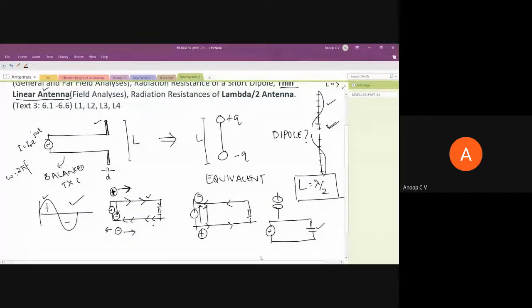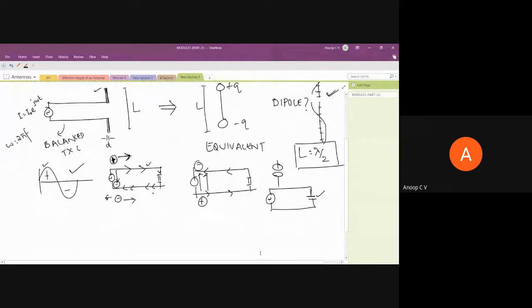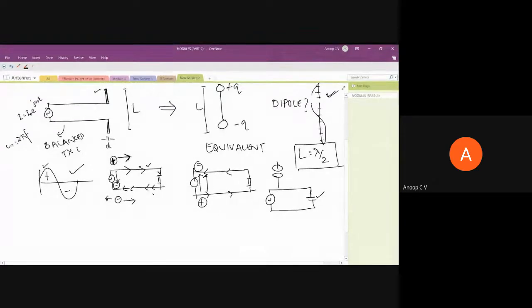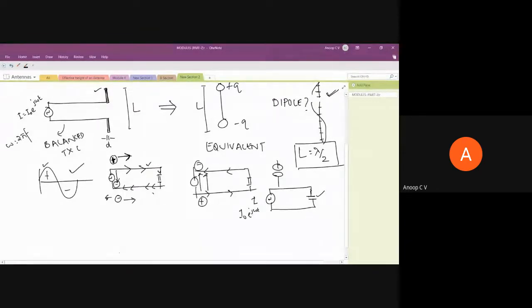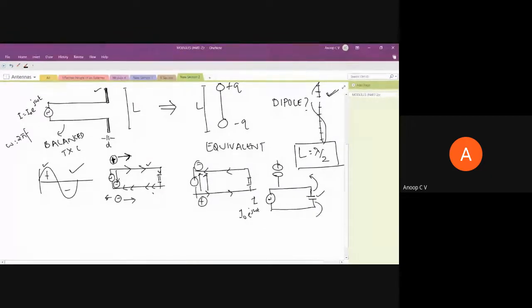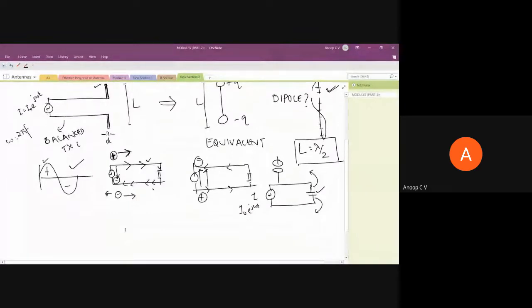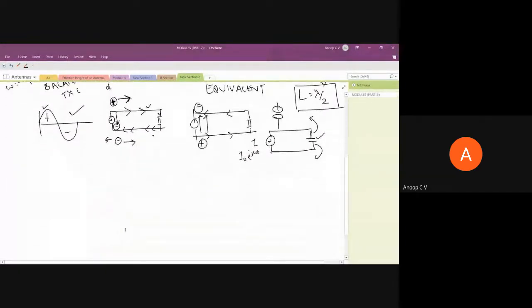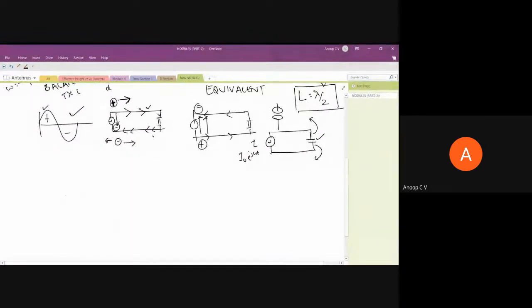Then what I am doing is giving a time varying current I, where I is equal to I naught e power j omega t or whatever. And if I am opening it up, this part I am opening and keeping like this, and this part I am opening and keeping like this. So I separate the two plates of the capacitor. So I have a balanced transmission line.